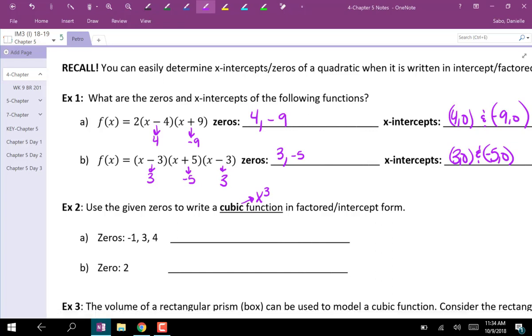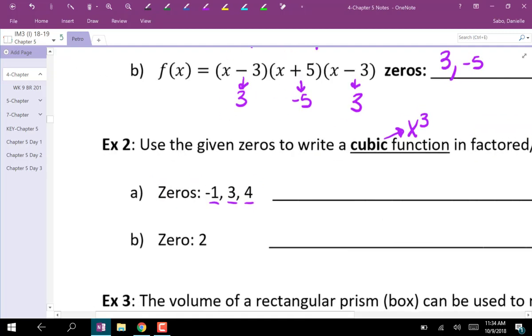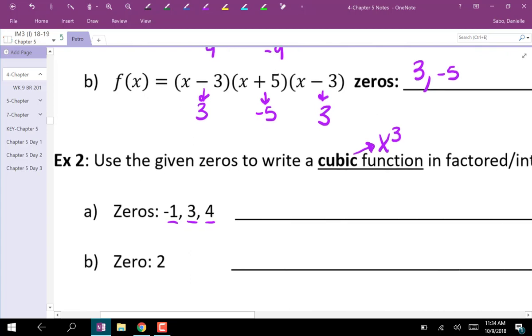Okay, so that means I have to have 3 zeros, or at least a power of 3. Here's 1, 2, and 3 of them. This should be easy. Now we're doing the reverse. This is what we're doing right now.